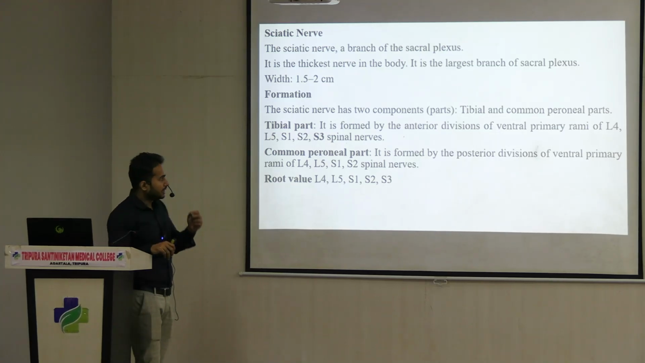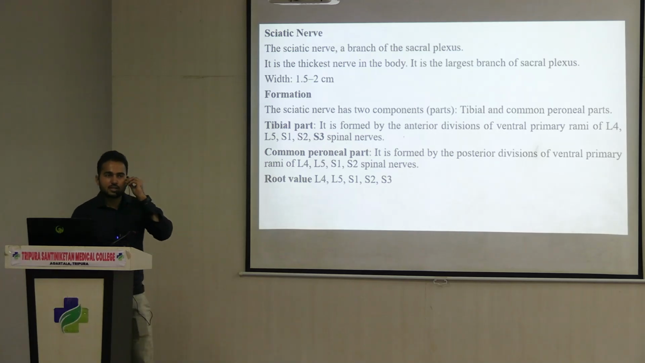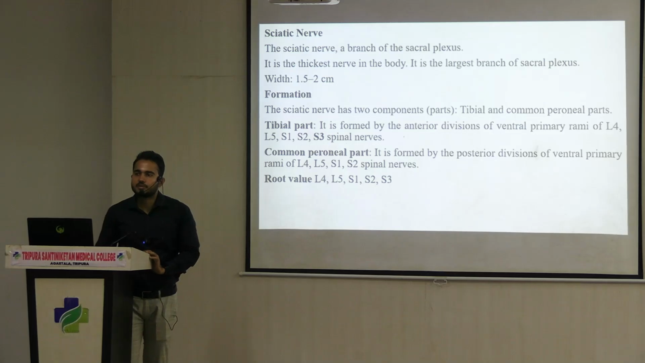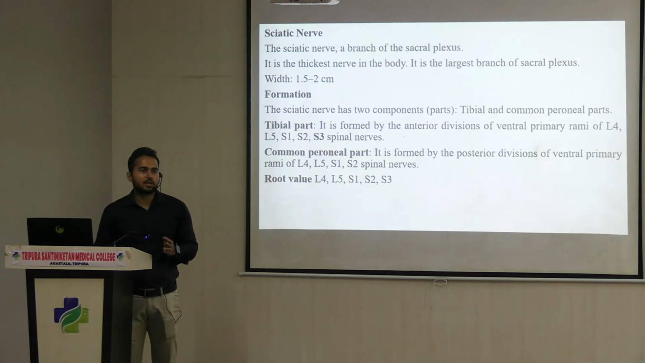Okay. Next, relations. Though it is an important nerve, and it is passing through different regions of the lower limb, can anyone tell me what the different regions are in which the sciatic nerve is present? Lower limb का तो dissection हो गया है, so you have seen the sciatic nerve. So can anyone tell me what the areas or regions of the lower limb are where the sciatic nerve is present?